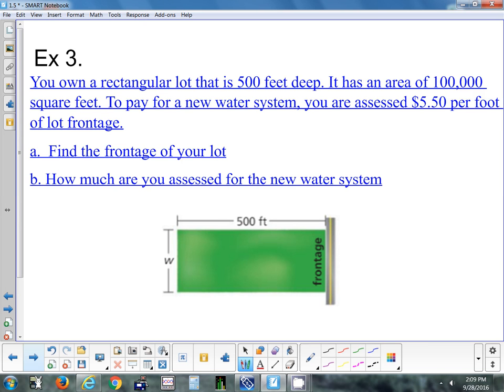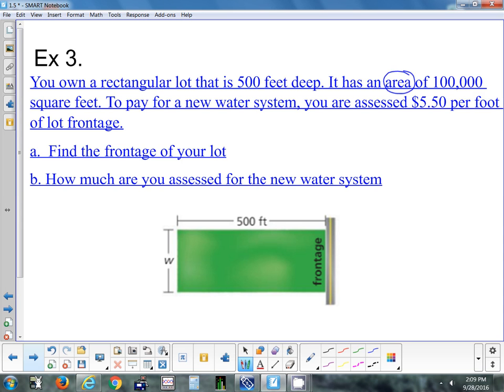What's maybe a really important word in that second sentence? It has an area of 100,000 square feet. What's a really key word in that sentence? A word that's going to tell us what formula we're probably going to use here. Yeah, Nini? Area.